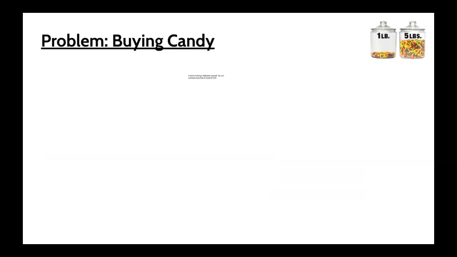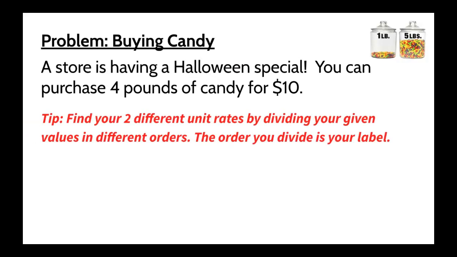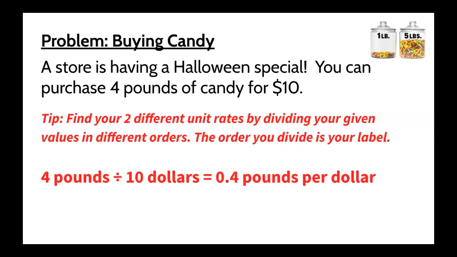So again, here's the same problem, buying candy. I would like you to first use this tip. Find your two different rates, the two unit rates, by dividing your given values and try both different orders. The order you divide in will be your label and really help you interpret the meaning. If we do 4 divided by 10, that means 4 pounds divided by $10. That gives us 0.4 pounds per dollar because I divided the pounds by the dollars.